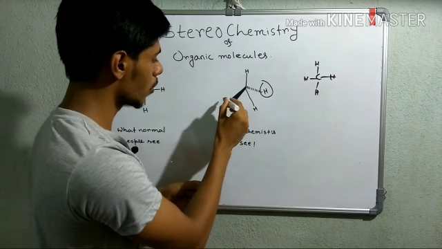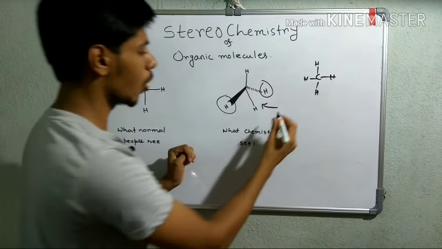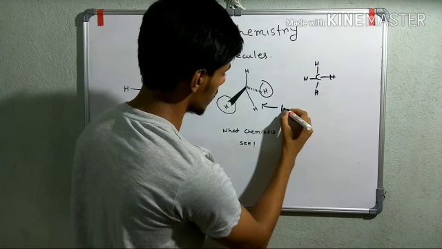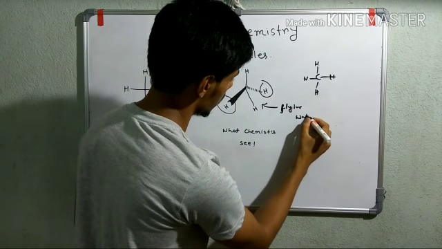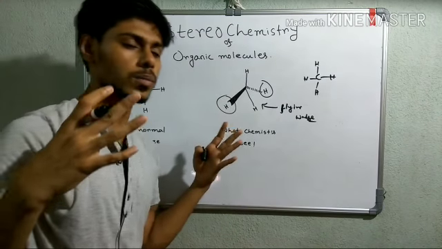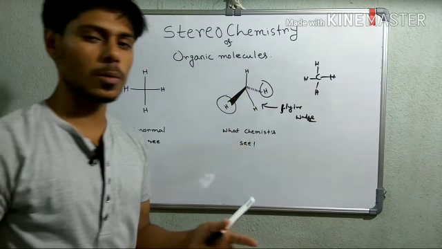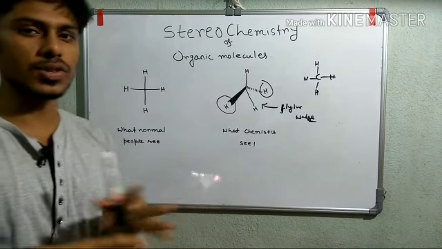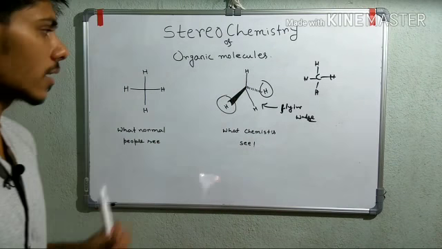So this is below the board and this is above the board, and this particular projection formula is called the flying wedge formula. I will later discuss what the different projection formulas are, but for now you just need to know that this is the flying wedge formula for representing 3D organic molecules on a 2D sheet.